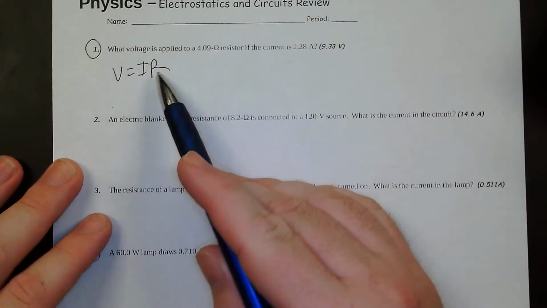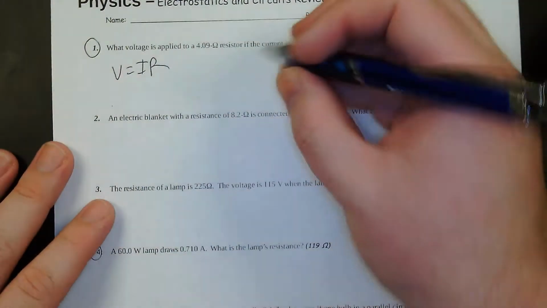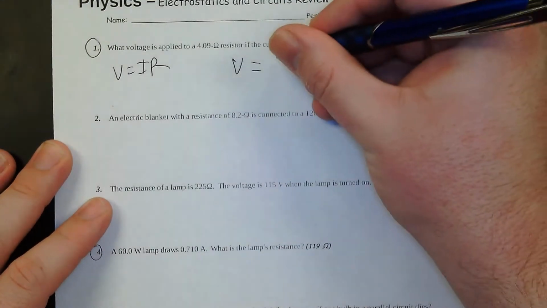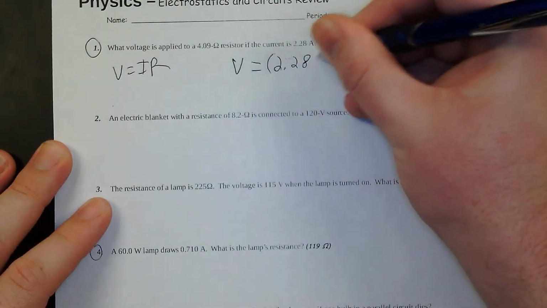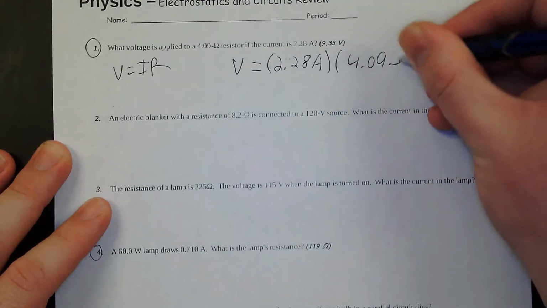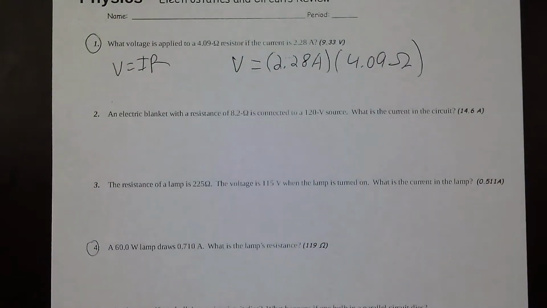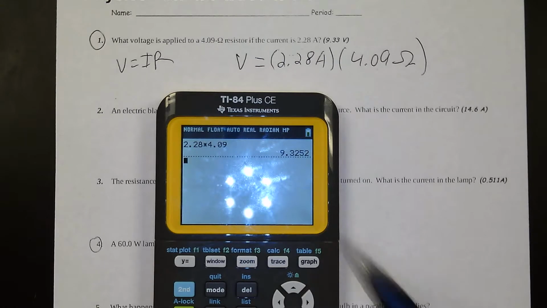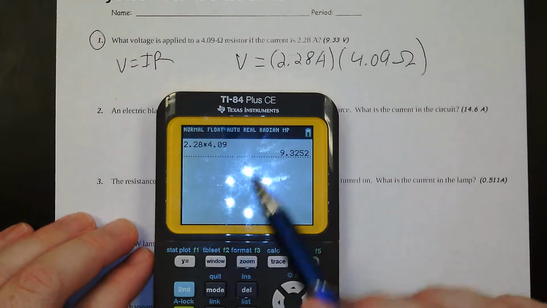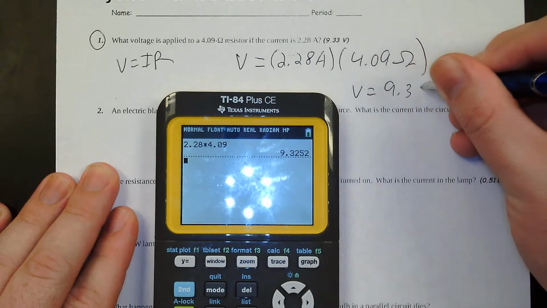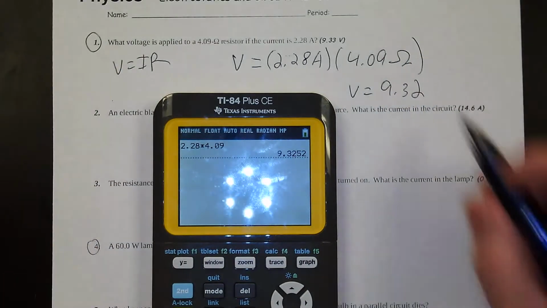That's Ohm's law. So we're looking for voltage, so I'm going to use this version of it. We're just going to plug everything in. V equals my current, which is 2.28 amps, and my resistance, which is 4.09 ohms. Then it's just a matter of plugging them into the calculator. 2.28 times 4.09, and there is my voltage. V equals about 9.32. It's rounded a little bit different, but that's fine.